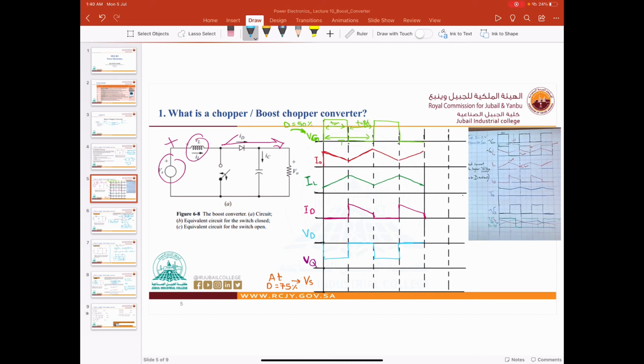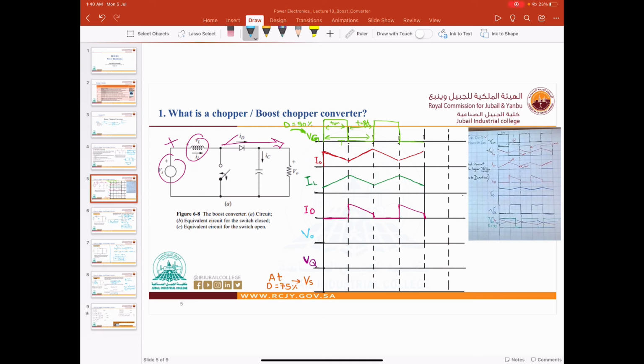Now for the VQ, now we did not draw the V out. V out is important, so we will release. V out is more important, so we will remove here. We will draw V out.